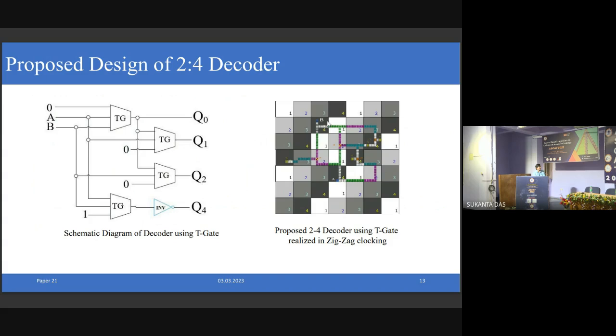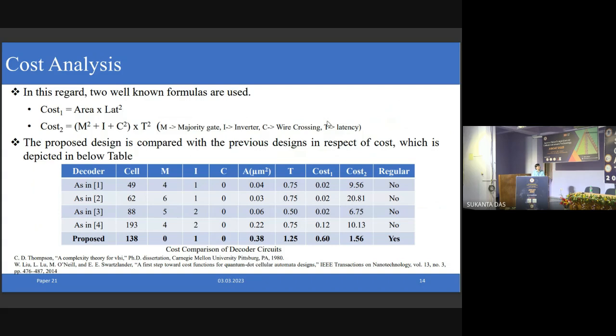Now we have compared this proposed design in terms of cost, power dissipation, and fault tolerant capability. First, in case of cost, we have considered two important rules. The first one is cost 1, and the second one is cost 2. Cost 1 depends on area and latency. Area is the area of the circuit. Latency means the maximum number of clock zones from input to output divided by 4. Cost 2 depends on the number of majority voters. M stands for majority voter, I stands for inverter, C stands for wire crossing, and T stands for delay.